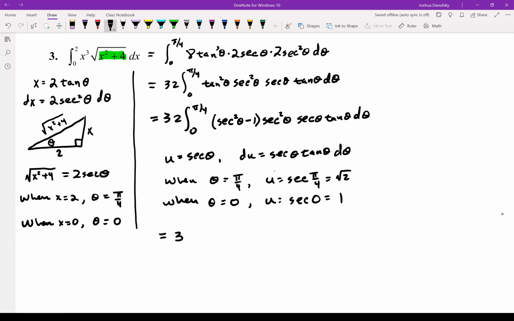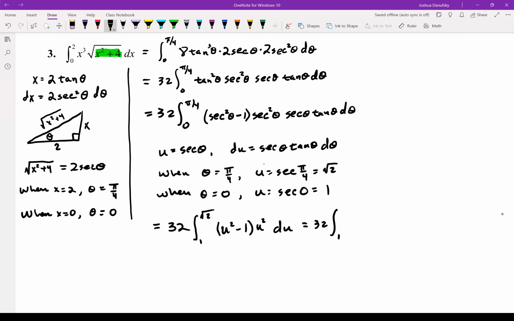So our integral becomes 32 times the integral from 1 to root 2. We're going to replace our secants with u, so we have u squared minus 1 times u. And then our secant theta tan theta d theta becomes du. And now we have a relatively straightforward integral. We end up with 1/5 u to the 5th minus 1/3 u to the 3rd evaluated from 1 to root 2, which gives us something like this.